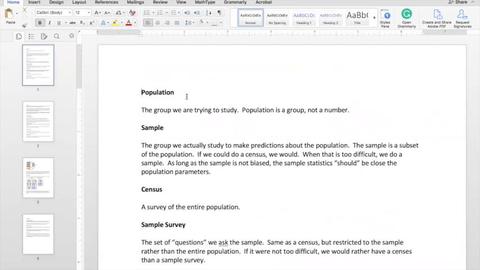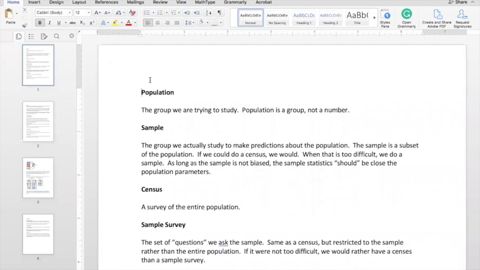Here are all the definitions we're going to be working with. We got a population. Population is a group, not a number. It's the group that we're trying to find something about. If I wanted to calculate the average height of all women in the world, then my population would be women. And the population parameter I'm trying to figure out is height. So a parameter is the thing about the population, the number about the population you're trying to figure out.